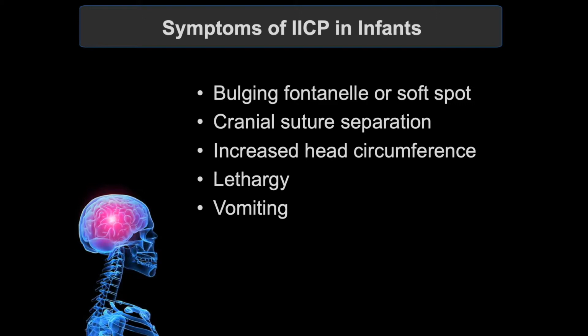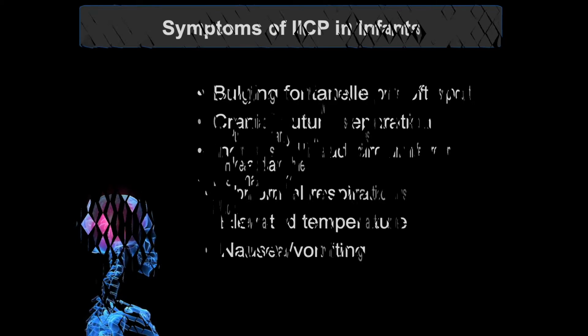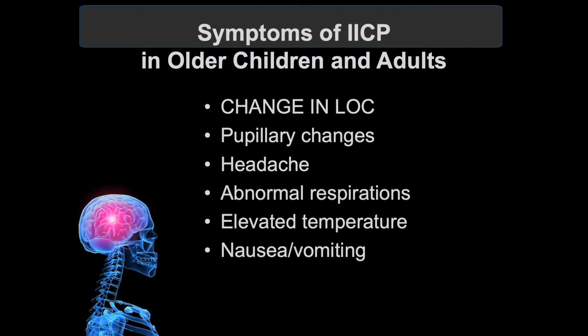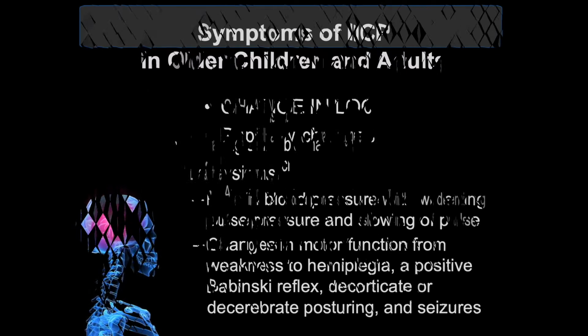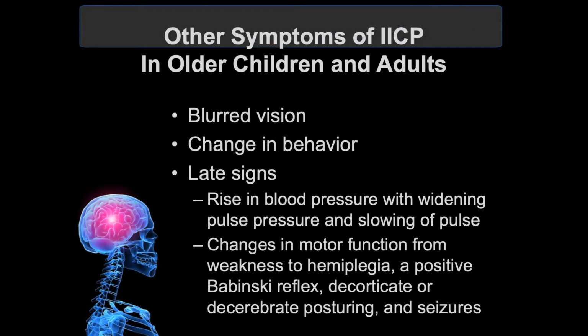For older children and adults, the symptoms of IICP include a change in LOC. As a matter of fact, a change in LOC is the most sensitive and earliest indication of increasing ICP. Later on, the patient may complain of headaches, there may be pupillary changes, abnormal respirations, elevated temperature, and nausea and vomiting. Other symptoms of IICP in older children and adults include blurred vision and changes in behavior.